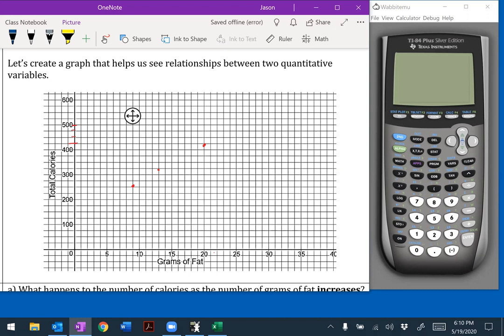Then for the quarter pounder with cheese, 30 and 530. About there. We can already see that there looks like there's a relationship here, that as the grams of fat increases, the calories increase accordingly. It's almost a straight linear trend at this point. Linear meaning a line trend. Let's do a few more of these. 31 is 560, 31 is 550. So at 31, we're getting both 560 and 550.